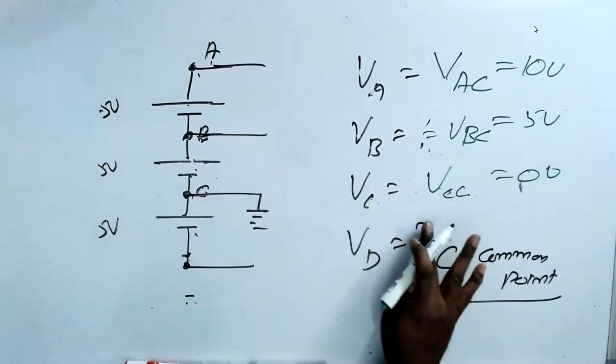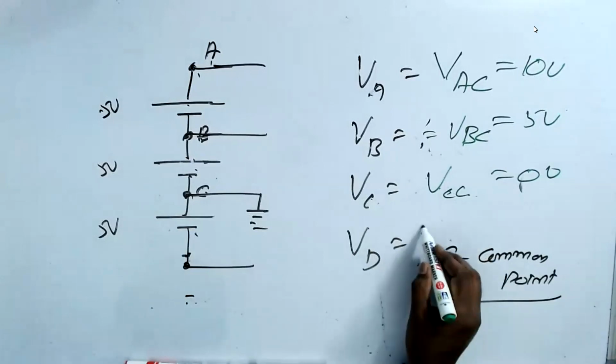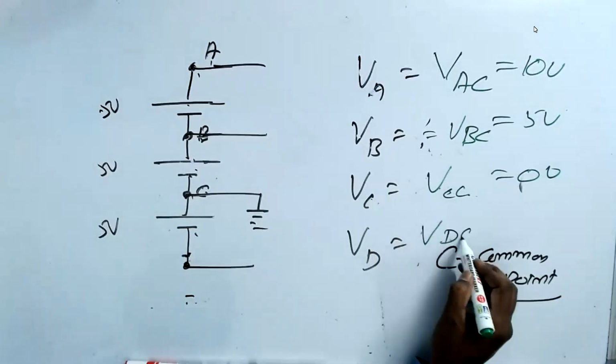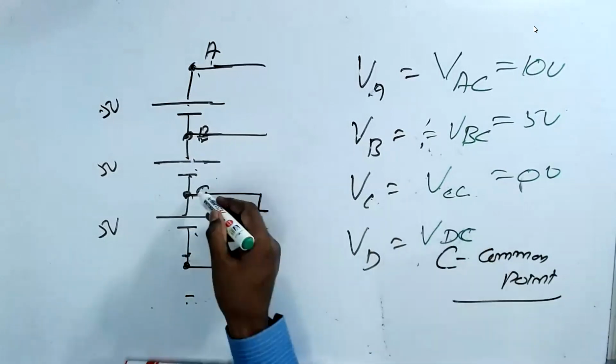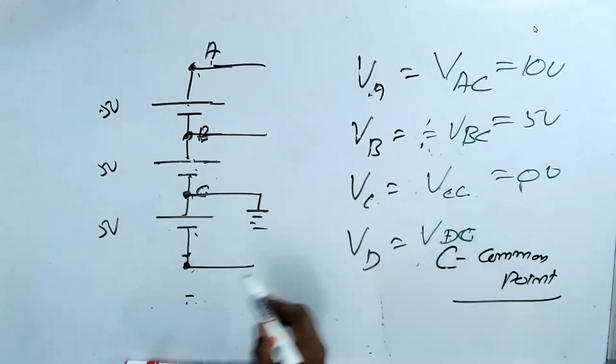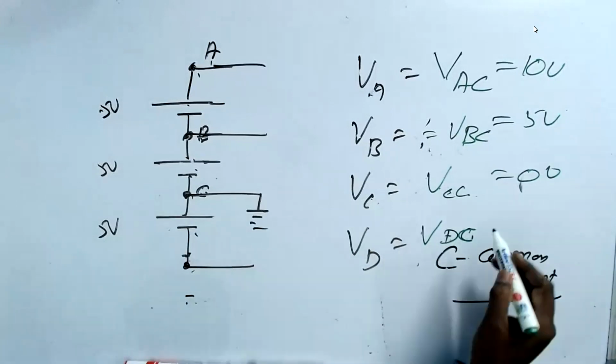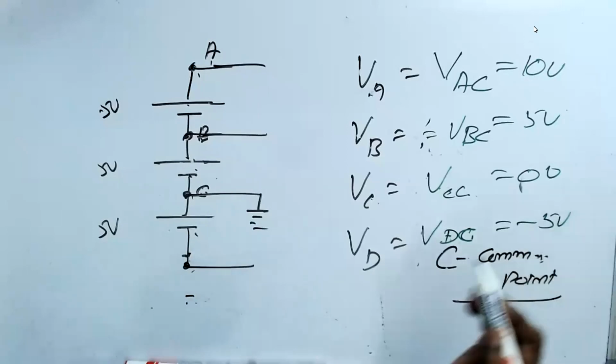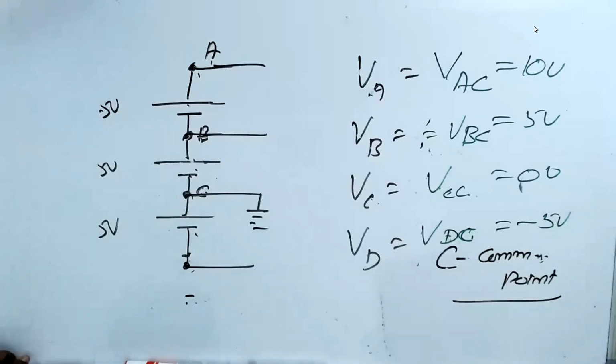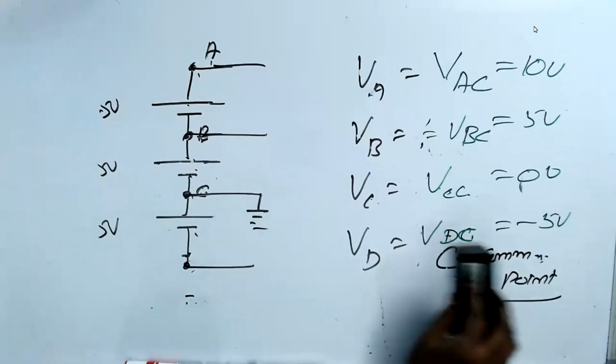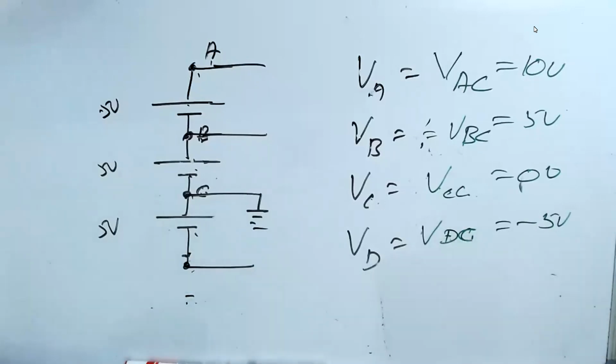But here is a trick. VDC. I am not asking VCD, I am asking VDC. That means this is minus 5 volt. Please understand, this is minus 5 volt, not 5 volt. Correct. Somebody has said perfectly correct. That is minus 5 volt. Thanks. Now you understand what is minus voltage.